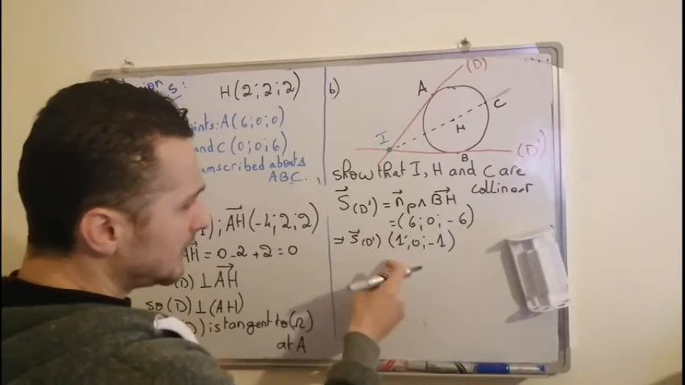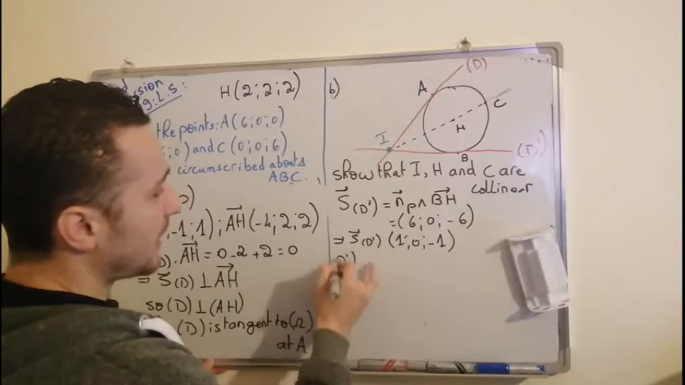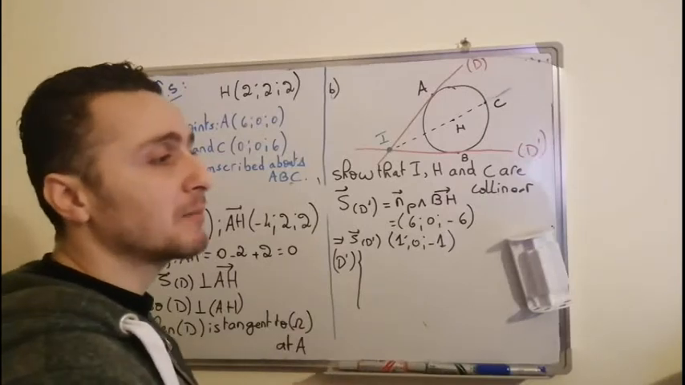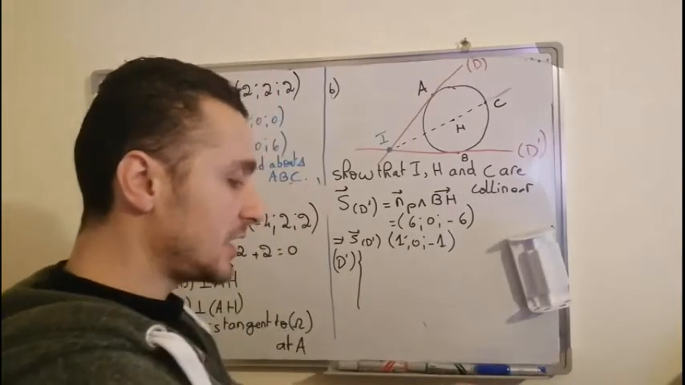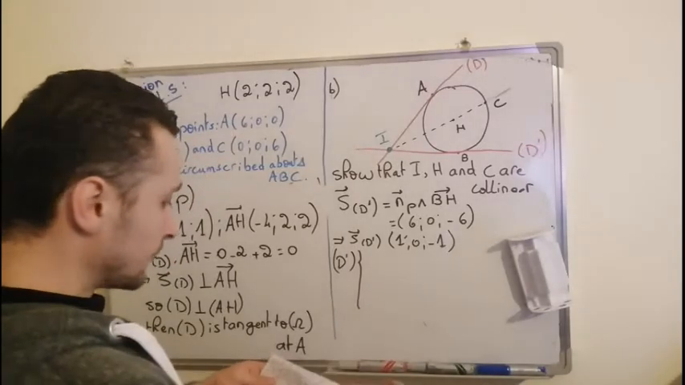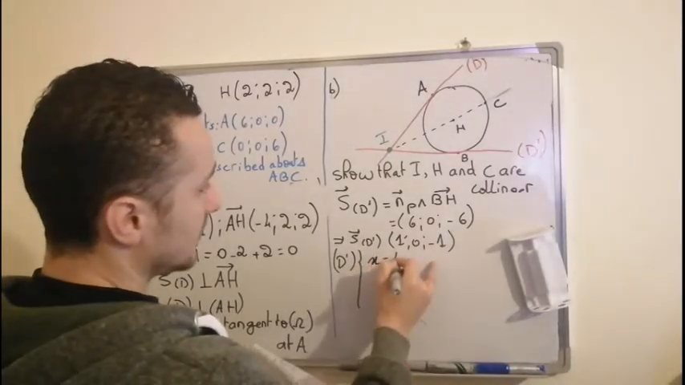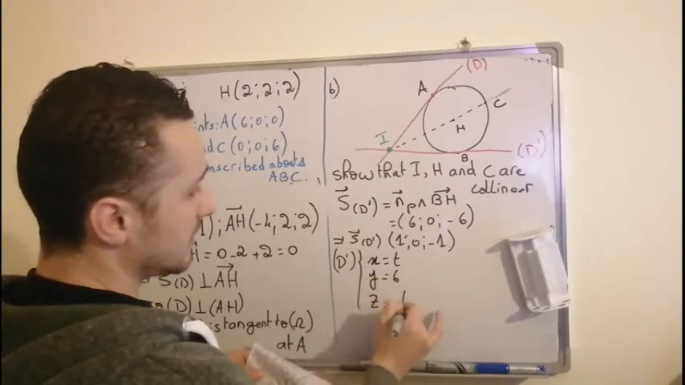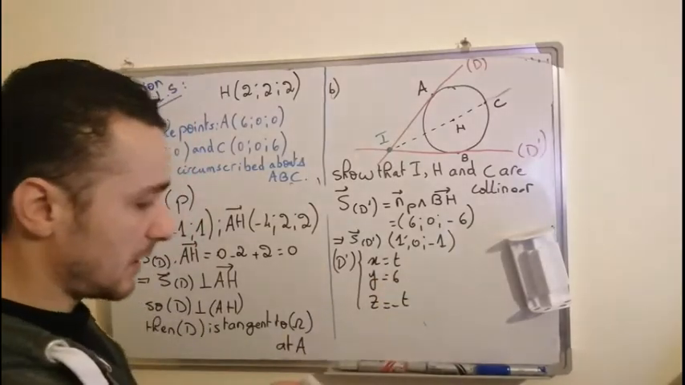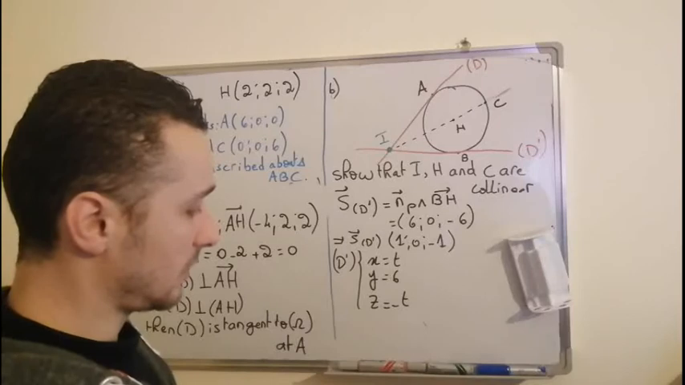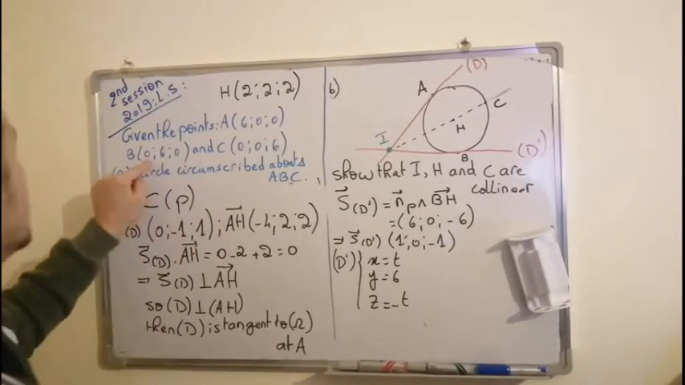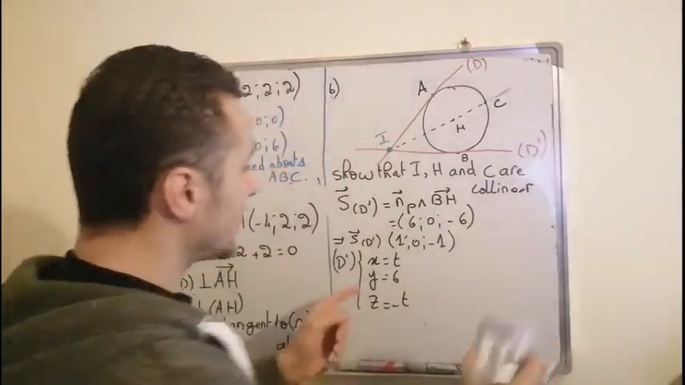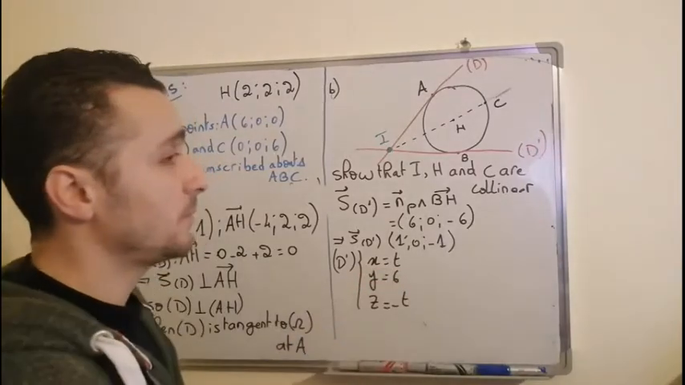So now we have a direction vector. D prime is the straight line passing through B, tangent to the circle gamma. The Cartesian equation of this line is x equals t, y equals 6, and z equals minus t. And the point B belongs to this straight line. B coordinates are 0, 6, 0. This way we find the Cartesian equation of the straight line D prime.